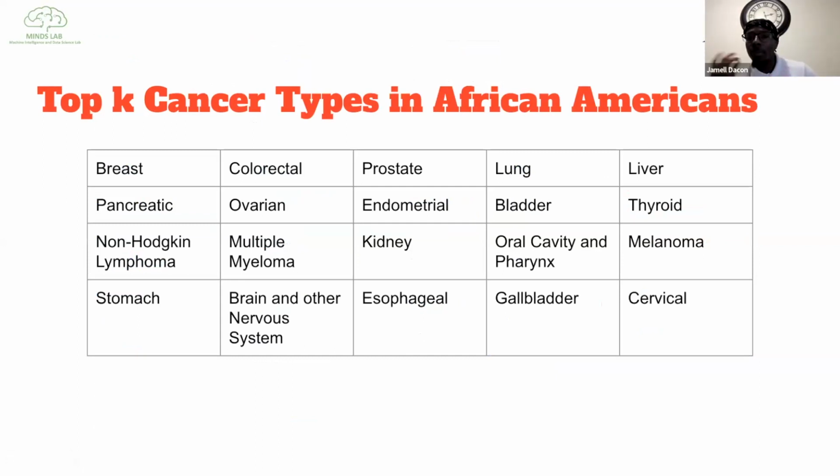Now, in the African American community, we have the top 20 types of cancers. Top 20, top K. K is just a placeholder that can be changed at any given time. But here we have the top 20. Now, what are these? Well, we have breast cancer, pancreatic cancer, non-Hodgkin lymphoma, stomach, colorectal, ovarian, multiple myeloma, brain and other nervous systems, prostate, endometrial, kidney, esophageal, lung, bladder, oral cavity, and pharynx, gallbladder, liver, thyroid, melanoma, cervical.